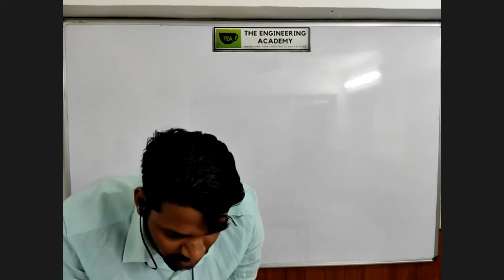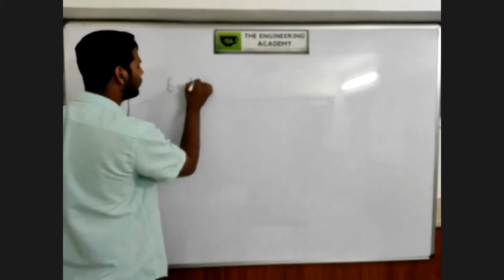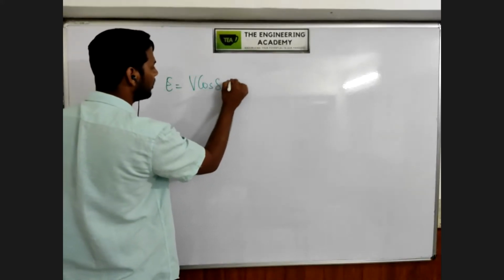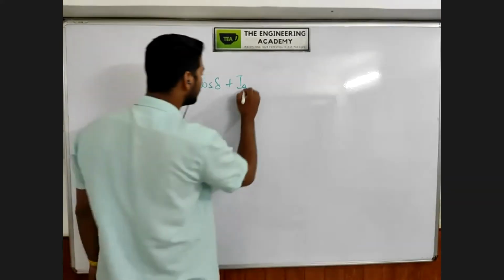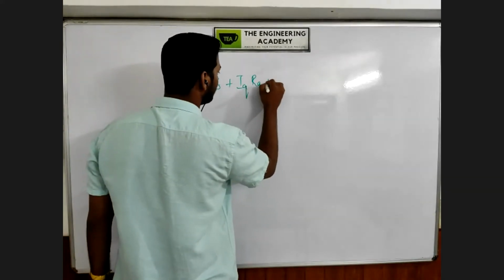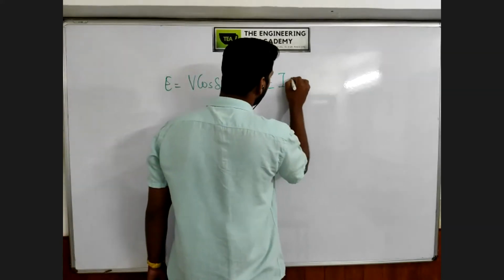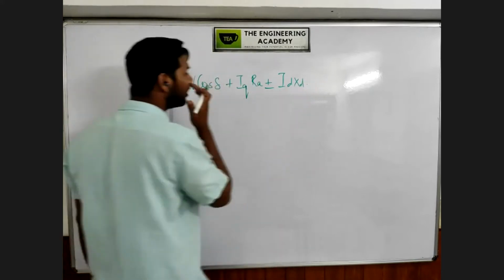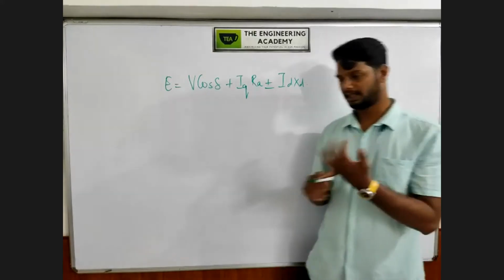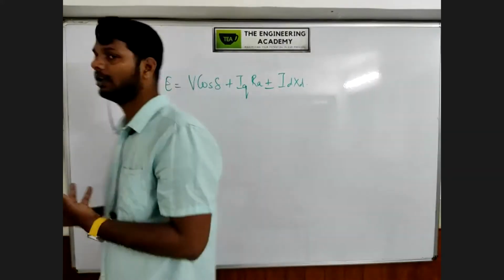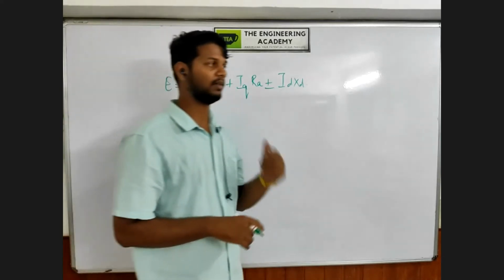So for salient pole induction motor, the induced EMF is given as E = V cos δ + IQ RA ± ID XD. So when to use this formula for salient pole machine is if they have given a voltage, a power factor, and an armature current, then go for the previous induced EMF formula.